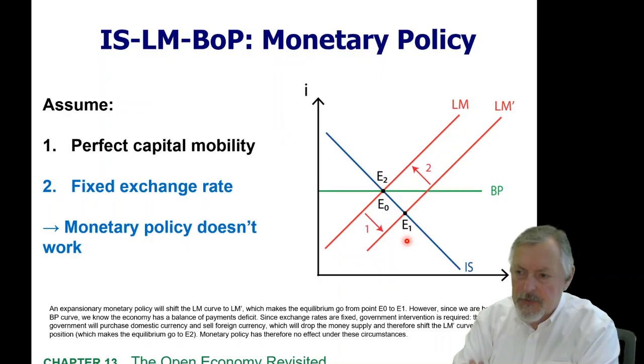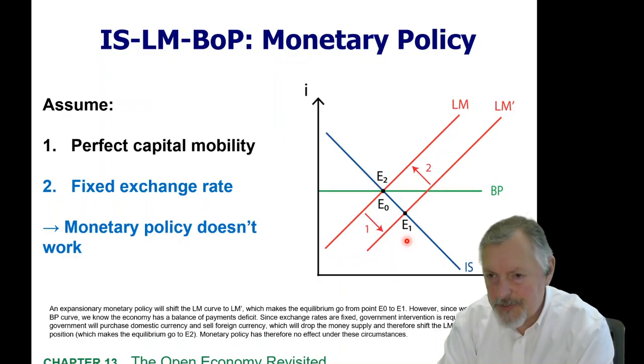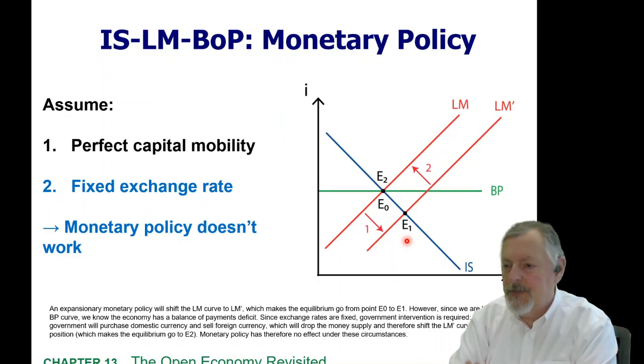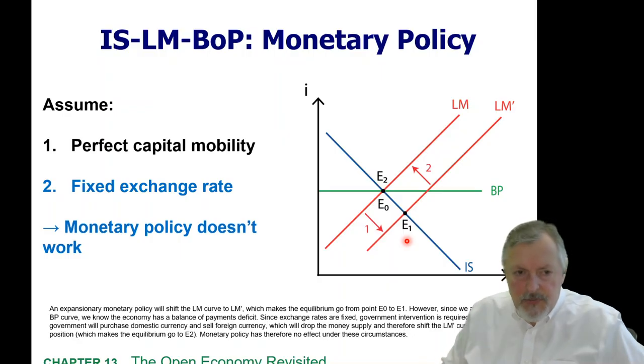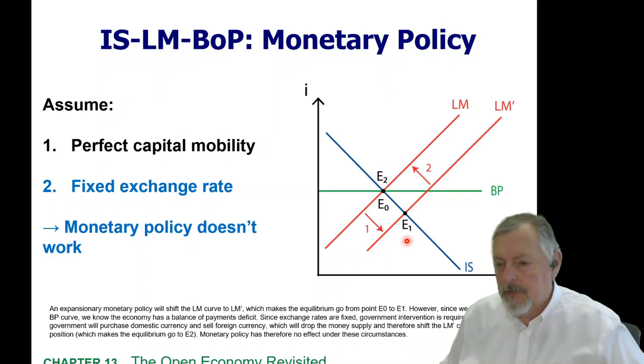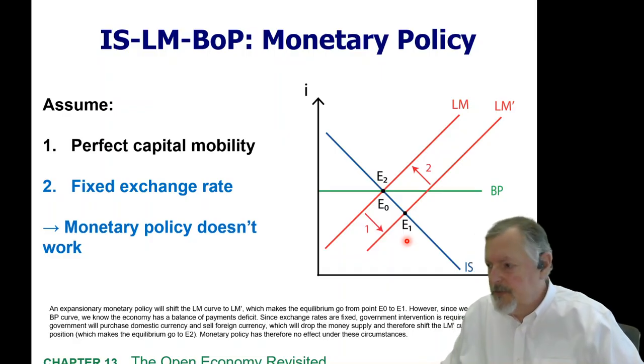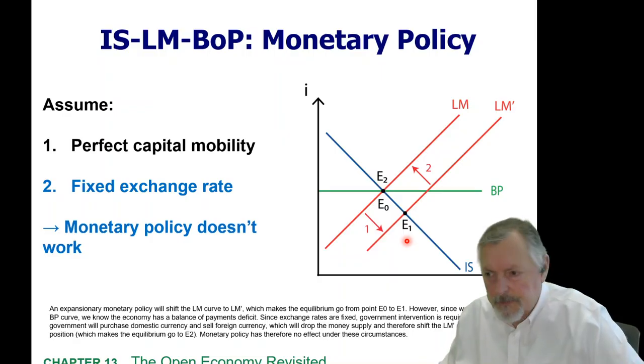But because the domestic interest rate is now below the world rate, everybody's going to want to sell dollars, and that'll make the exchange rate fall. But we have a fixed exchange rate. So the policy of the government is not to let the price of the currency change. So how can the central bank push the price of the dollar back up to where it was before? Simple. It'll go into the foreign exchange markets and start selling foreign currency and buying dollars. That'll push the value of the dollar back up.